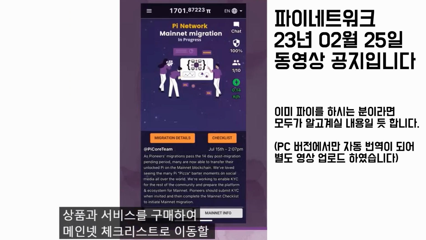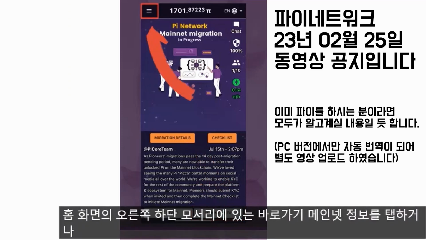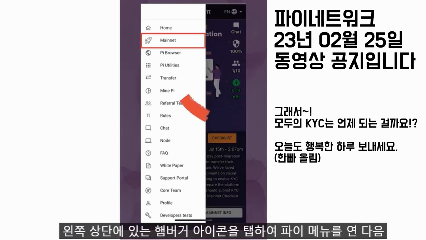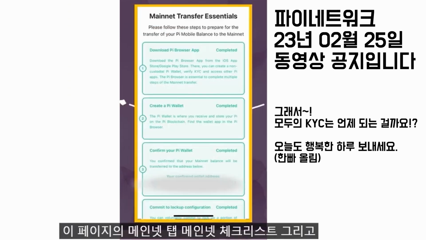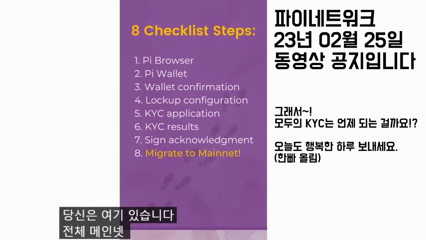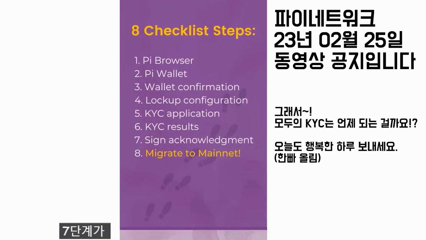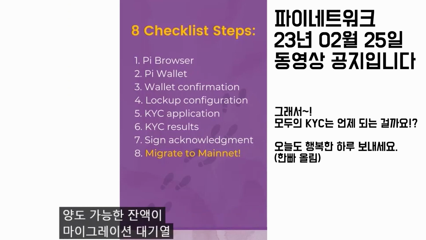To get to the mainnet checklist, either tap the shortcut mainnet info at the bottom right corner of the home screen, or tap the hamburger icon on the top left to open up the Pi menu. Then tap mainnet. Tap mainnet checklist from this page and you're here. Overall, the mainnet checklist is divided into 8 steps listed below. In this video, we'll explain each step in detail. After step 7 is complete, your transferable balance will be enabled to queue up for migration to the mainnet blockchain.